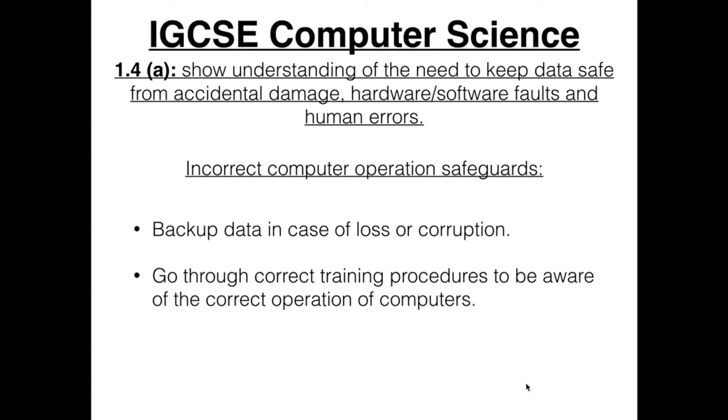And then once we do that, we move on to topic 1.5, which wraps the entire theory of computer science up. So yeah, that's it.